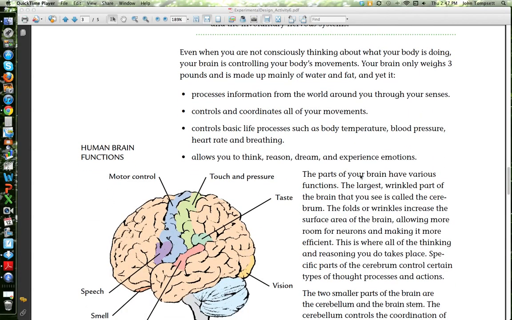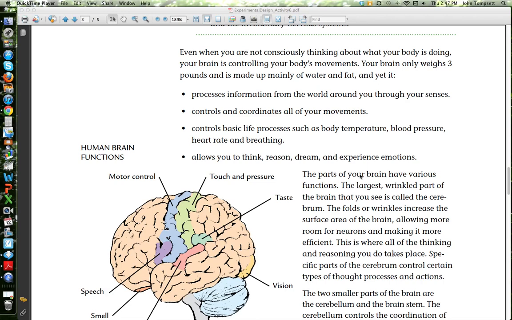Even when you are not consciously thinking about what your body is doing, your brain is controlling your body's movement. Your brain only weighs 3 pounds and is made up mainly of water and fat, and yet it processes information from the world around you through your senses, controls and coordinates all of your movements, controls basic life processes such as body temperature, blood pressure, heart rate, and breathing, and allows you to think, reason, dream, and experience emotions.